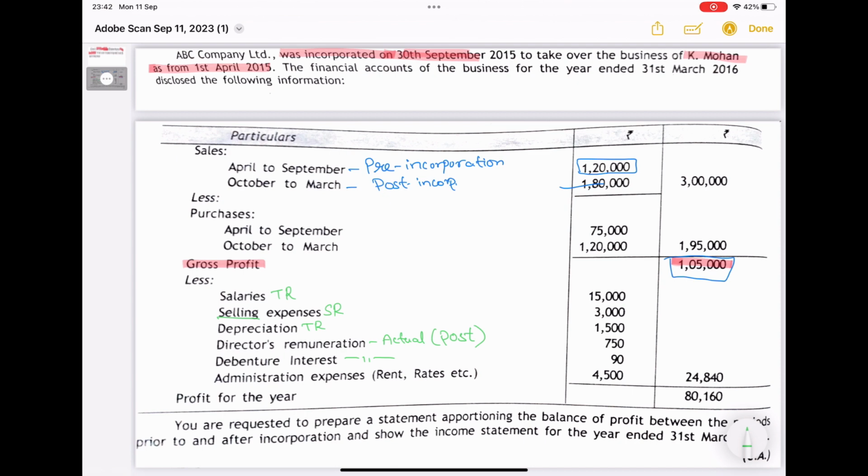They have said you are required to prepare a statement, which means we are going to prepare the income statement on the pre and post incorporation basis. So this is how it works. Before moving on to the problem directly, we'll solve the required things. We have identified the ratio on which each expense is going to be apportioned, but they have not clearly given the ratios, so now we are going to calculate the ratios.